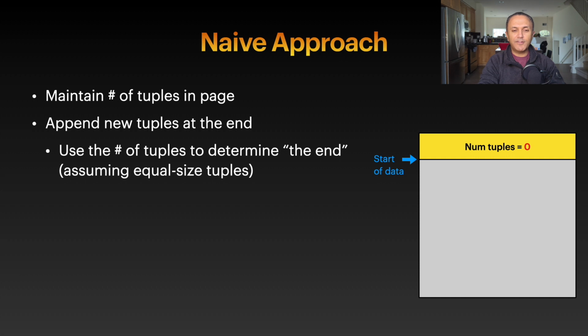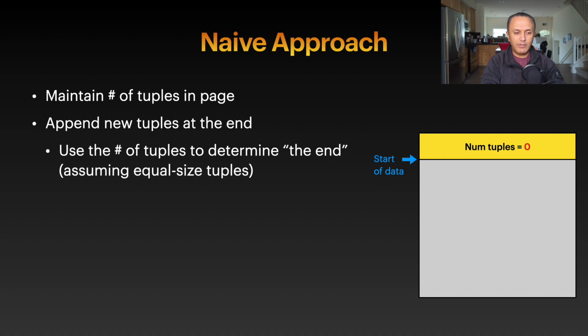All right. With that said, let's see how this data is organized inside the pages. Let's consider a naive approach. Say that we maintain the number of tuples in this page as part of the page header. And let's assume for now that all the tuples have the same size, and we always append things to the end. We can figure out the end by knowing the offset where the tuples start after the header, and also the size of the tuples. Given those and the number of tuples, we can multiply the number of tuples by the size and know where the next tuple is going to be.